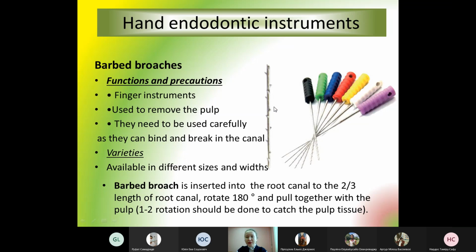So pulp extirpation is normally done with a barbed broach. In this case, the barbed broach is inserted into the root canal to two thirds of the root canal length, and then rotation should be done. A few rotary movements should be done in order to catch the pulp tissue. And then, if there is a feeling that the pulp tissue is caught, it is necessary to do retraction and remove the pulp tissue from the root canal.